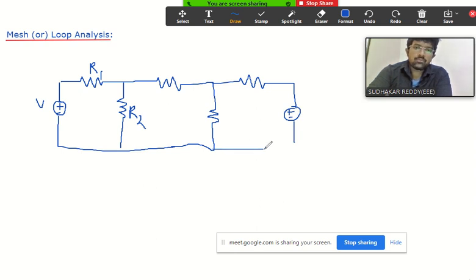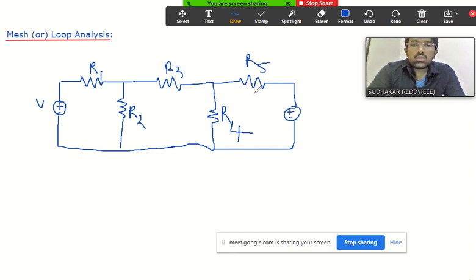Now we need to apply the mesh analysis to this network, and we need to find out the currents in various branches. That means I need to find out the current passing through the resistances R1, R2, R3, R4, and R5. So in any branch, we can find out the currents by using this mesh or loop analysis. I will tell you the steps: what are the different steps we need to follow to apply this mesh or loop analysis.